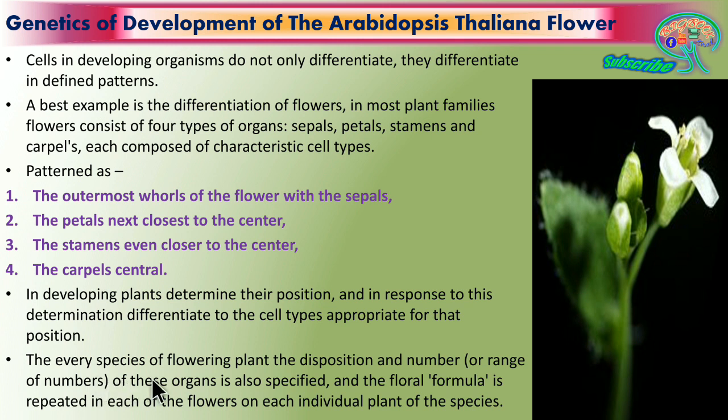In every species of flowering plant, the disposition and number of these organs is specified, and the floral formula is repeated in each of the flowers on each individual plant of the species. As I have already spoken, consider the difference between the rose and the lily. In rose, the sepals are few, petals are many, it is polypetalous, and the stamens are many, and I hope the rose is bicarpellary in its ovary. Now here, the lily is different from the rose.